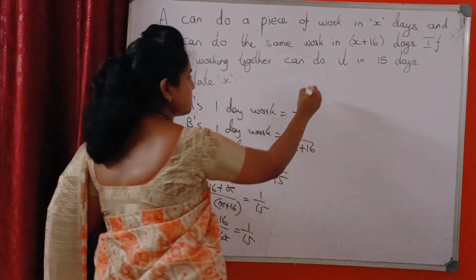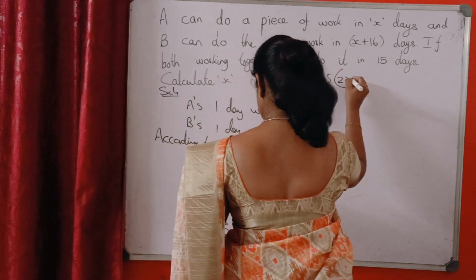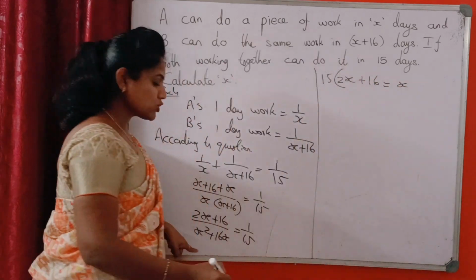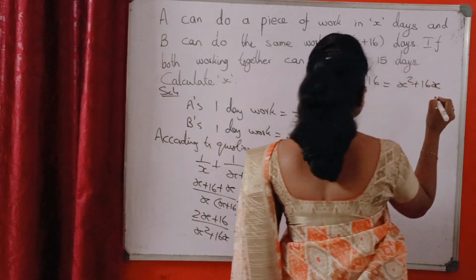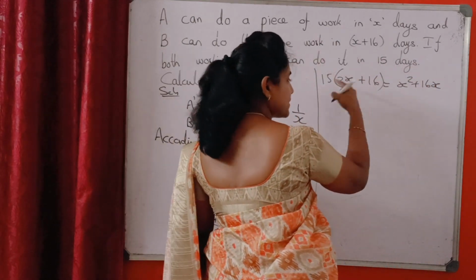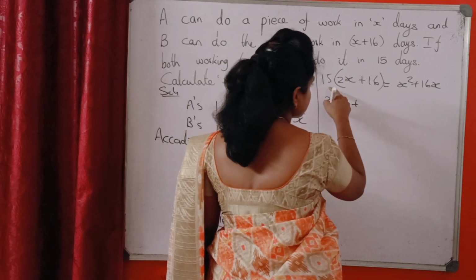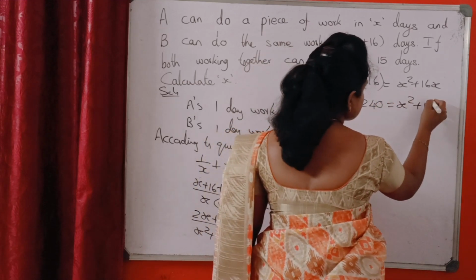We have to do cross multiplication. So I will get 15 into 2X plus 16 equals 1 into X square plus 16X. So I will get X square plus 16X. Now I am going to multiply the 15 inside. 15 into 2, I will get 30X, plus 15 into 16, 240, equals X square plus 16X.